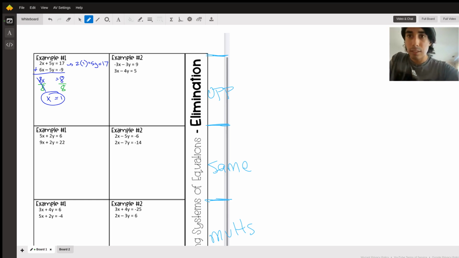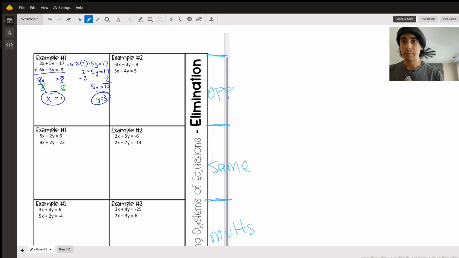Okay, so that's 2 times 1 is 2, so we can go ahead and simplify that. And we've got 2 plus 5y equals 17, and then we can just go ahead and solve for y. So I'll subtract the 2 on both sides, and I get 5y equals 15, and then divide by 5, and you'll get y equals 3.